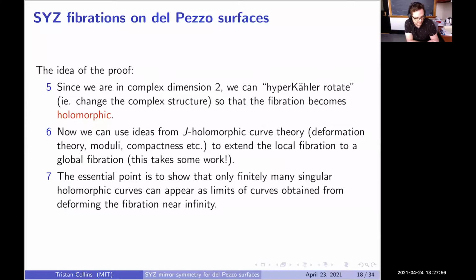So that's the idea. You use Lagrangian mean curvature flow to produce a fibration near infinity, and then you use J-holomorphic curve theory to extend it into the interior of the manifold.